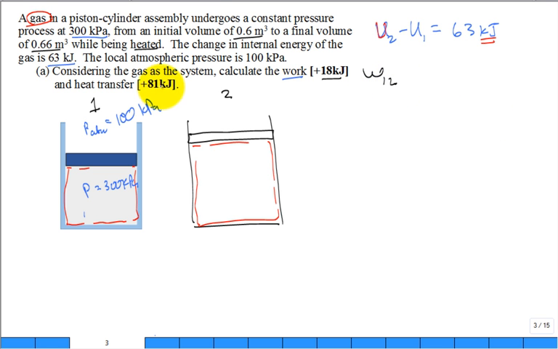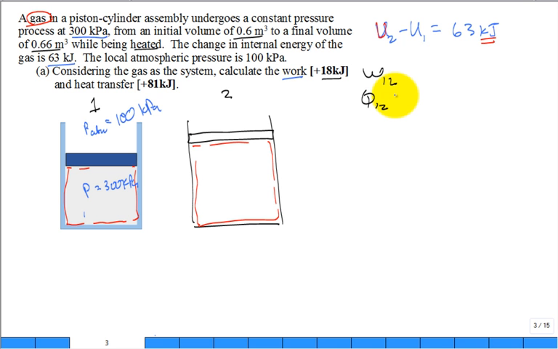What about for this part, Q1 to 2? We should know before we go after it, what are the units that I expect for my answer? SI units. I expect it in kilojoules. Okay. Now, how can I calculate W1 to 2? What's my strategy? What's my approach?